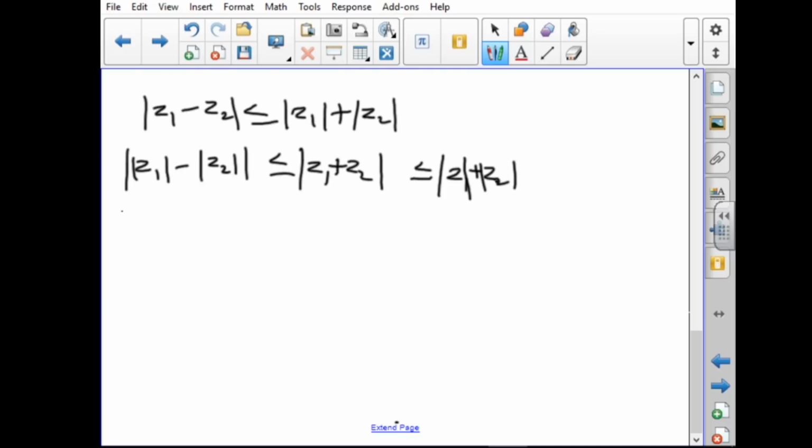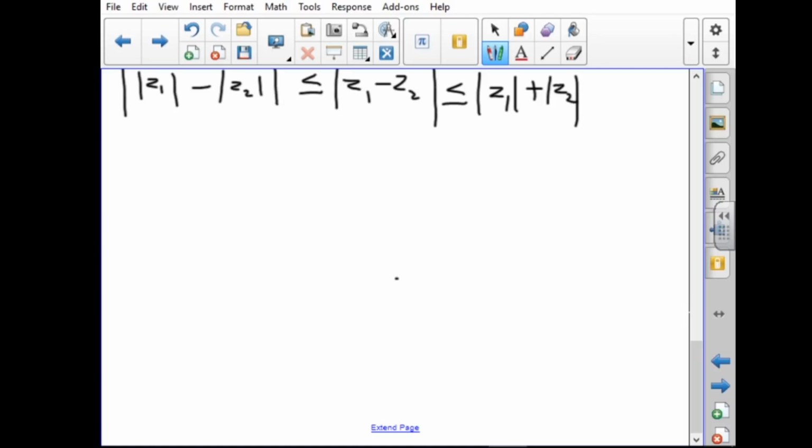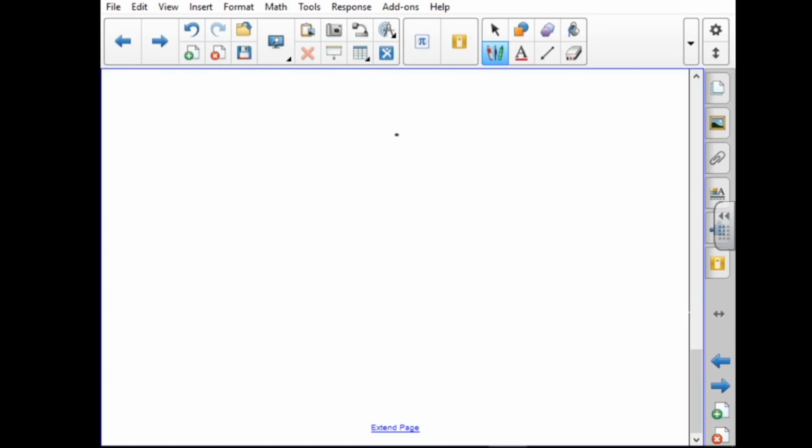Also we have modulus of z1 minus modulus of z2 is less than or equal to modulus of z1 minus z2, and from the previous first one, which will be less than or equal to modulus of z1 plus modulus of z2. So these results you should know, which we will be using in the problems. Now we'll come to the exercise.